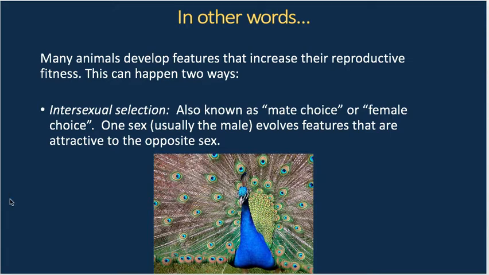So the result of intersexual selection is typically going to be traits that don't really have much of a function. So the bright colored feathers that you see here don't really serve much of a function except to attract the females.